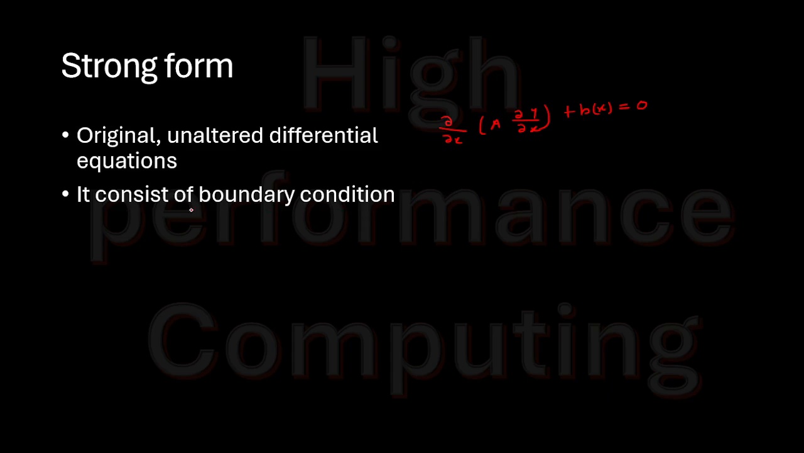Now it consists of boundary conditions. In the previous lecture, I told you that there are types of boundary conditions. One is the Dirichlet boundary condition. The second one is the Neumann boundary condition. And the third one is the Robin boundary condition. Please go to the previous lecture, and you will see what these kinds of boundary conditions are.